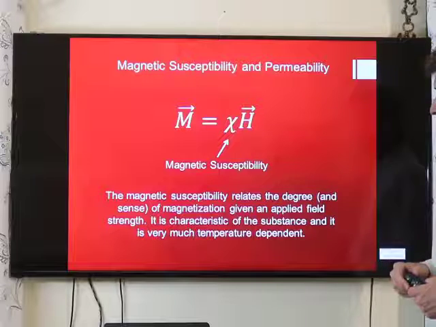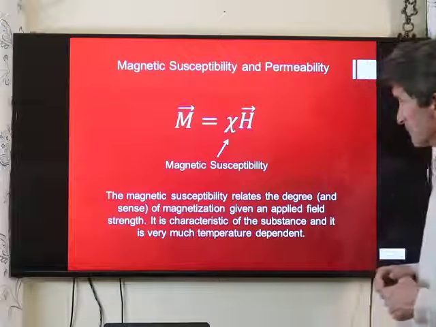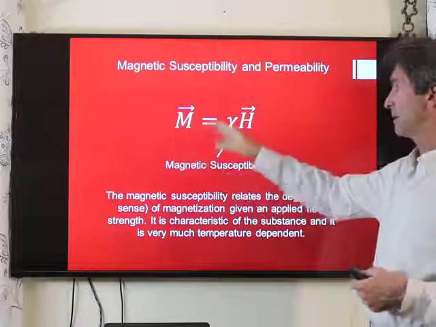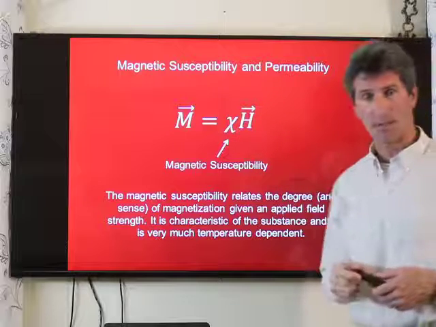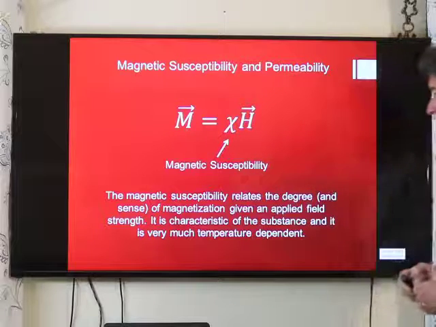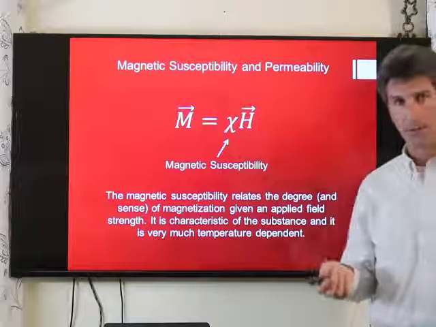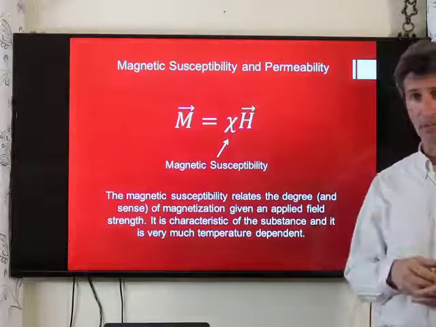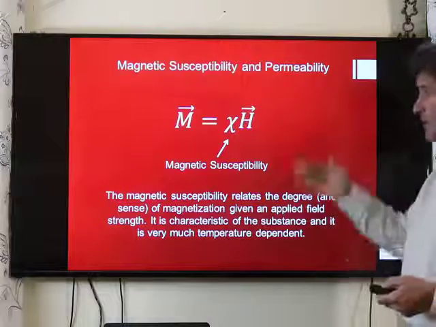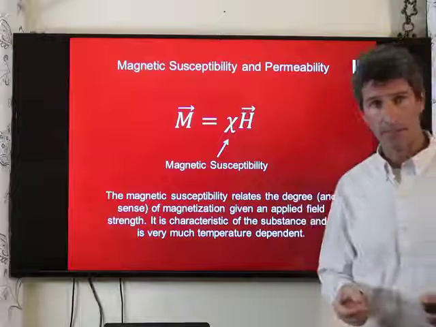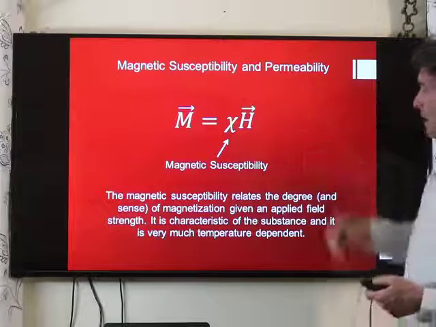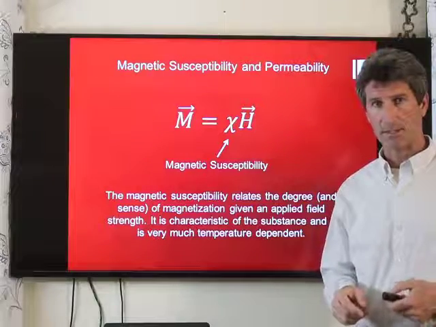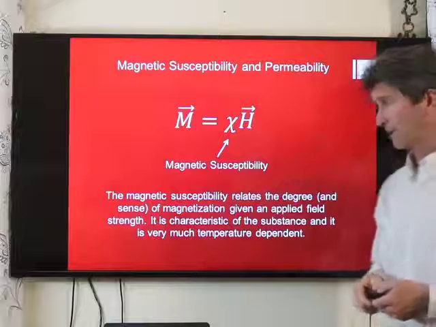Now here's something called magnetic susceptibility. Magnetic susceptibility relates how much magnetization we get given the presence of some external magnetic field. If something is very susceptible, it tends to align very easily with an external magnetic field. High magnetic susceptibility is found in things that are ferromagnetic. A low magnetic susceptibility means that it's very difficult to align any magnetic domains that are there with the presence of a magnetic field.